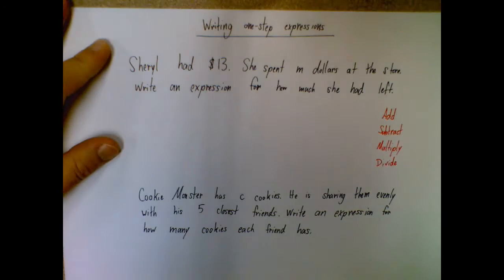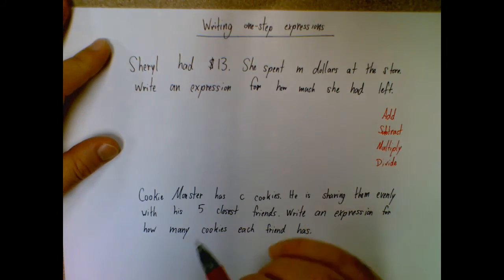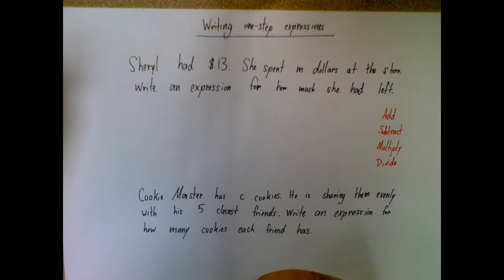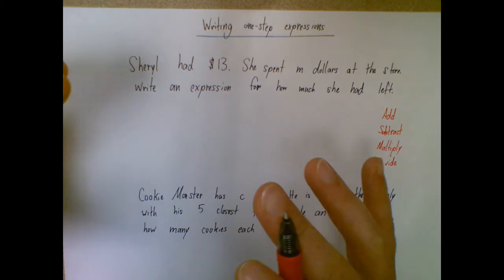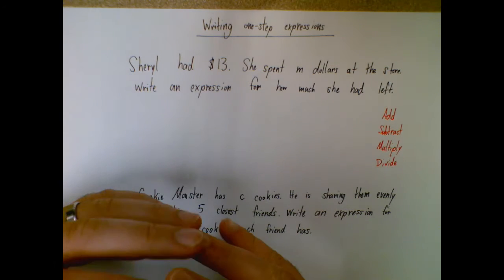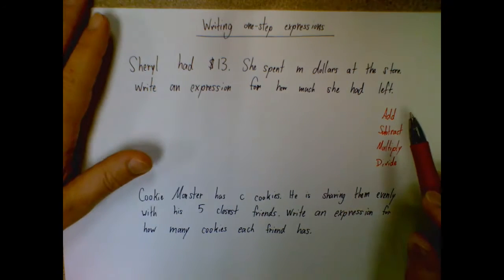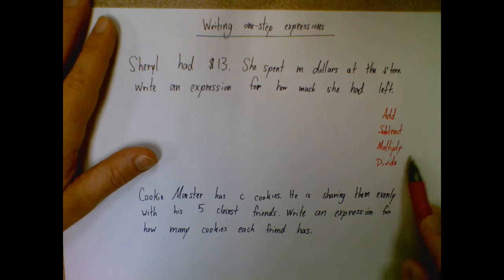All right, so right now we have Cheryl who has $13. She spent M dollars at the store. Write an expression for how much she had left. All right, so first step, we want to see, is this total getting bigger or smaller? Okay, so that breaks this into two parts. If it's getting bigger, it's either addition or multiplication. If it's smaller, it's either subtraction or division.